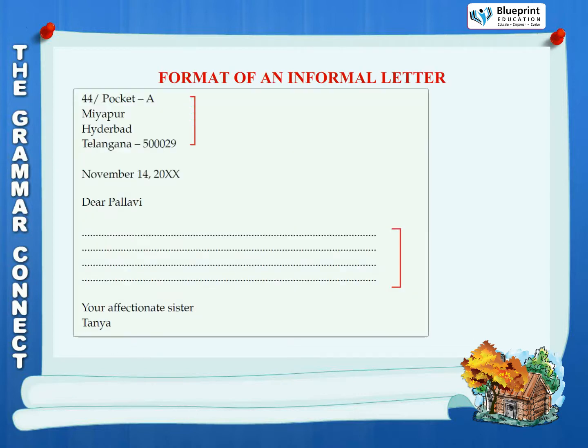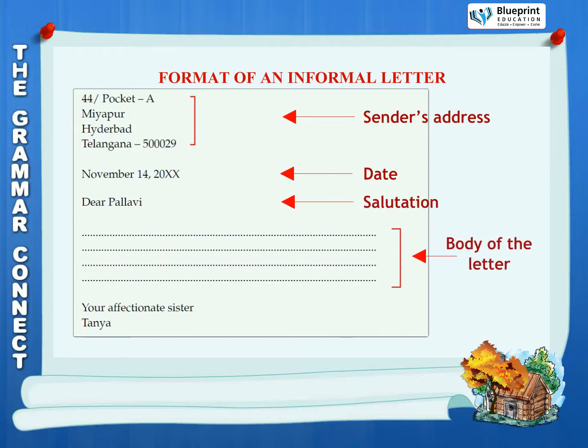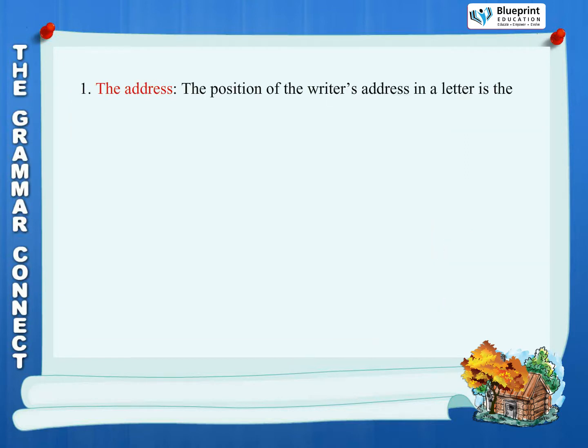Format of an informal letter. Sender's address: 44 Pocket A, Miapur, Hyderabad, Telangana 500029. Date: November 14, 2000. Salutation: Dear Pallavi. Body of the letter. Subscription: Your affectionate sister. Signature: Tanya.